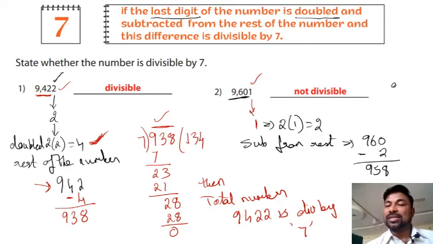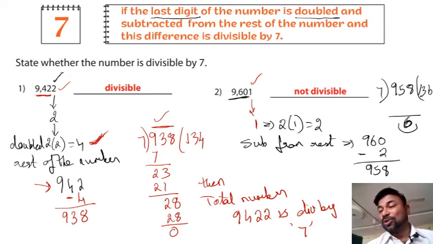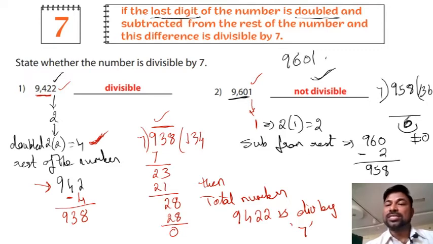Now, is 958 divisible by 7? Check it out. No. If you check, it's 136 times, and the remainder is not 0. It will be something like 6. As it is not equal to 0, we can say that the total number 9601 is not divisible. Hope you are able to understand this.